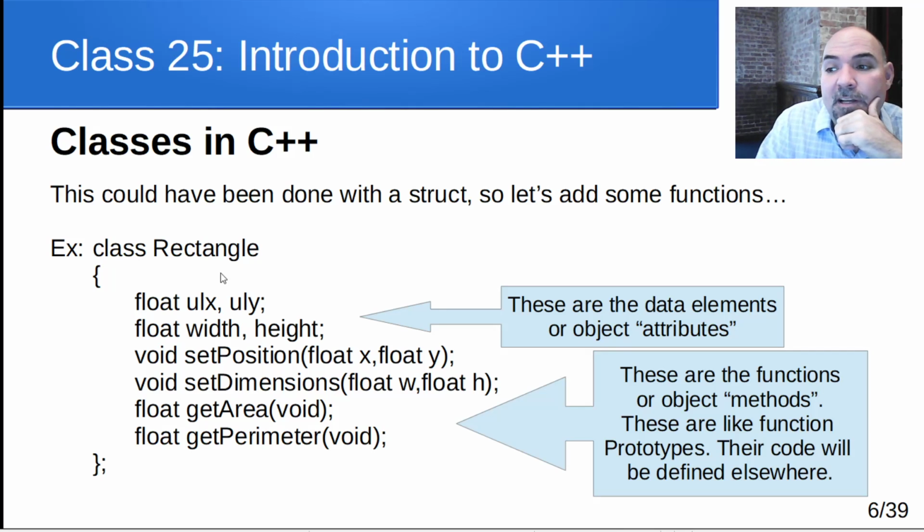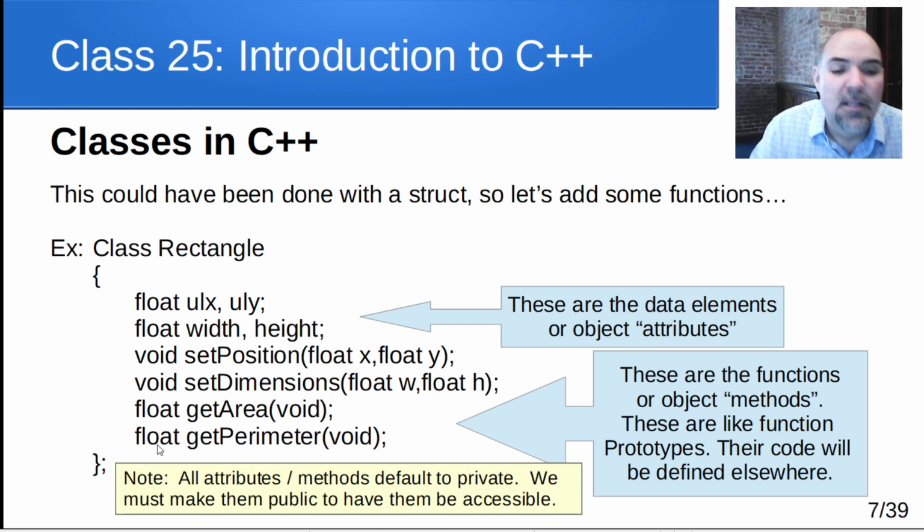So what we're saying here is we're creating a class called rectangle. It has two floats, upper left x, upper left y, two more floats, width and height. And then it's going to have a function or a method called set position that accepts two floats, a method called set dimensions, which we pass two floats to, one called get area that returns the area as a float, one called get perimeter that returns the perimeter as a float. So the code we're going to have to write somewhere else, but this is defining what that object is going to look like. 4 floats and 4 methods.